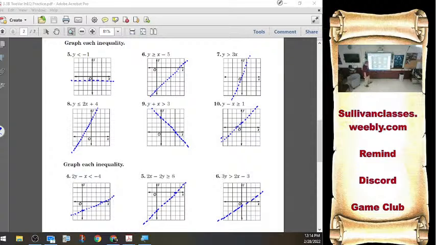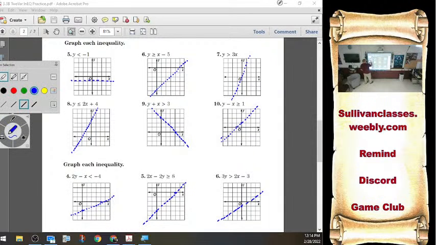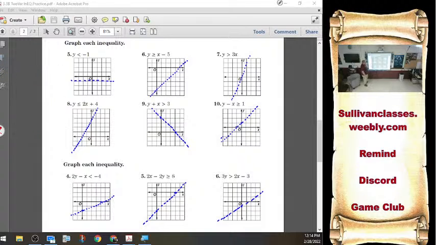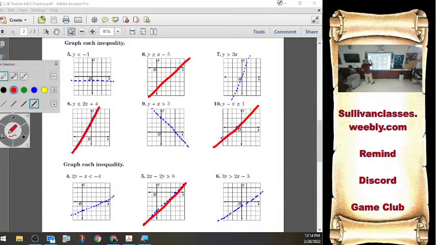Okay, there's where all of the lines should be in terms of whether they are solid or dotted. Every time that there's an "or equal to," we're going to fill it in. Solid line, dotted, dotted, solid, solid, dotted, solid, dotted, shade.